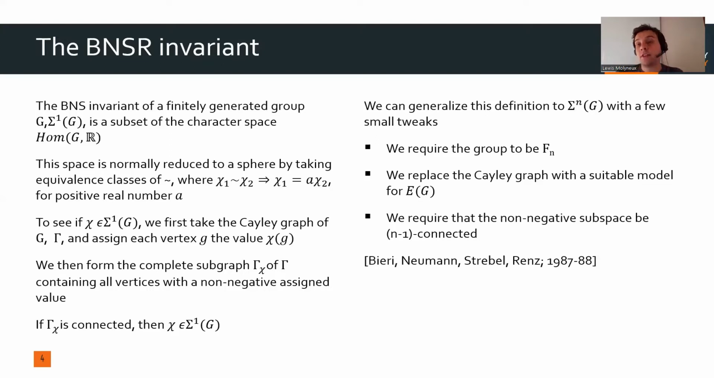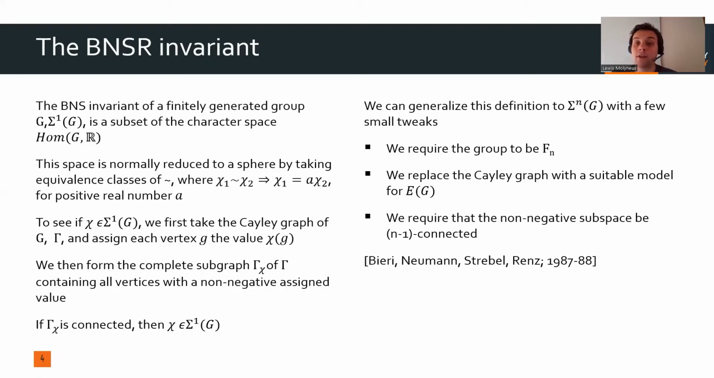So that's how we define the first BNSR invariant, and we can generalize this into a BNSR invariant for every natural number by requiring our group to be Fn. Normally we require it to be finitely generated, but in this case we need it to be Fn for the nth sigma invariant.